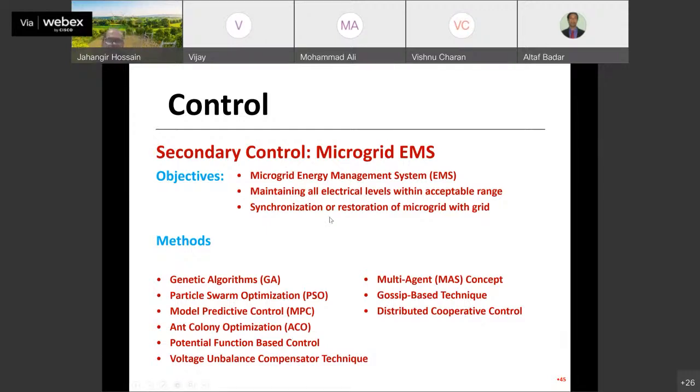Again, here I have mentioned some of the methods that have been proposed in the literature, but as I said, these are only examples, and there are many other methods available in the literature as well. For example, genetic algorithm, particle swarm-based optimization, model predictive control, and ant colony optimization. There is also the multi-agent system that my student talked about yesterday, because this is more like energy management, so you need some optimization here on top of the control. And we have distributed cooperative control, which is another popular technique you also find in the literature.